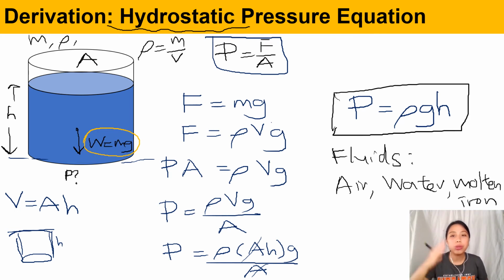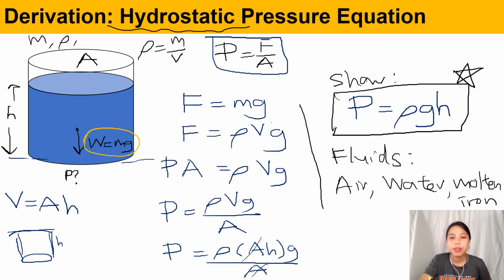You need to know how to derive this equation because in paper 2, or sometimes in paper 1, they will ask you, show how you get this. Then you have to go through all the steps here, how you sub, what you sub, and how you transform it into this final form. So remember, you need to know how to derive it, and you'll be good for this hydrostatic pressure.